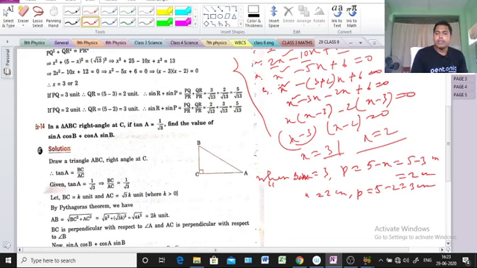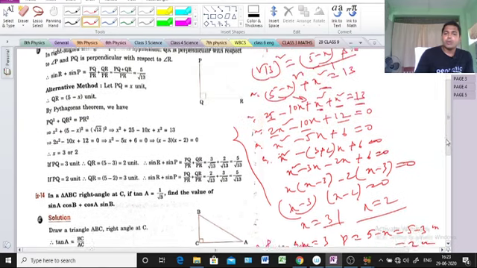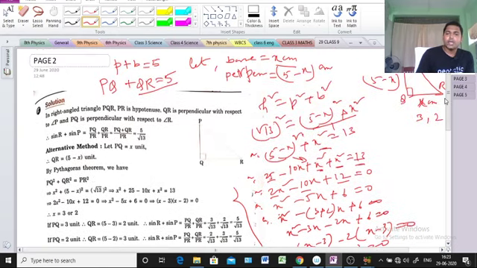Clear or not? That means we are getting two values. Either perpendicular 3, otherwise 2. Either perpendicular that base 3, otherwise 2, like that. Okay? Clear or not? Okay. Actually this problem is a little bit hard. Okay, you should practice it more.